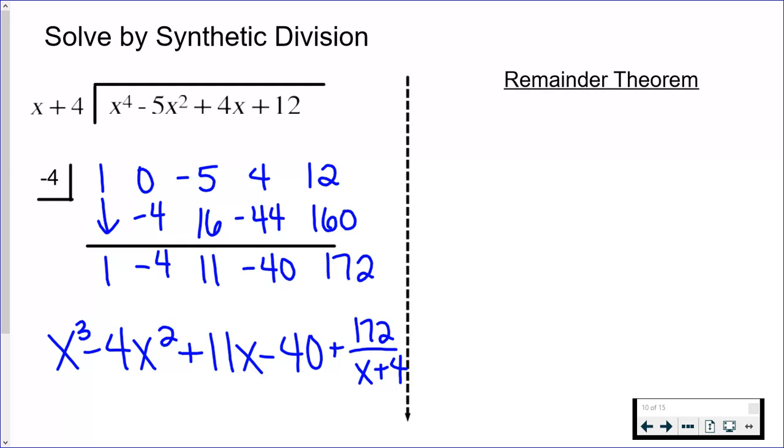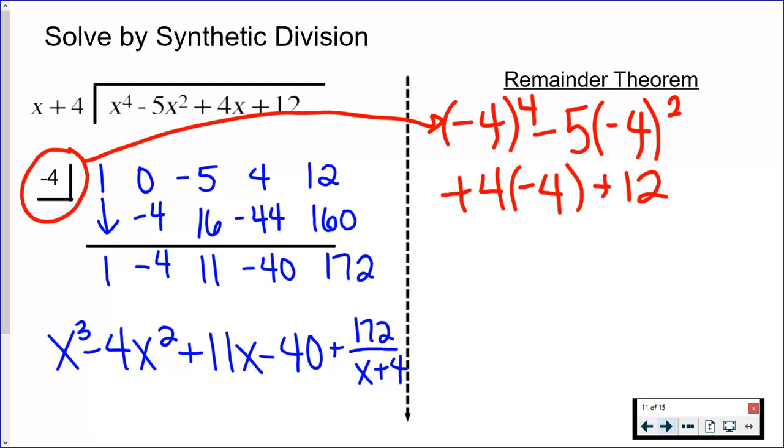If you use the remainder theorem to figure out your remainder, you take that number that you put in the box for synthetic division. So because here I'm dividing by x plus 4, I'm going to take that number -4, and I'm going to plug it in to that x to the 4th minus 5x squared plus 4x plus 12. When you plug in -4, the result should be your remainder.